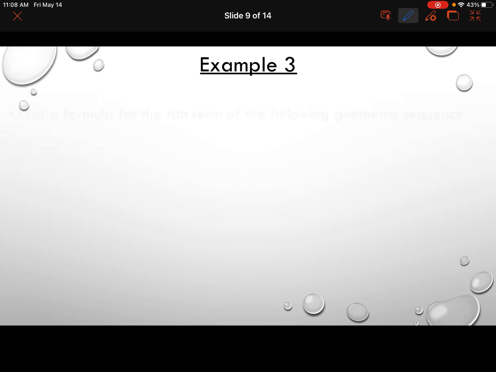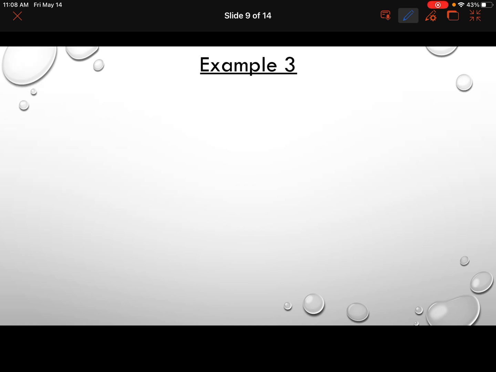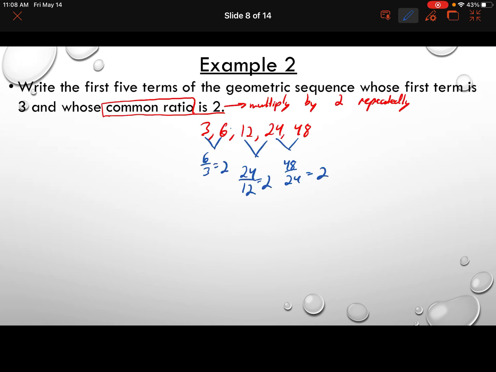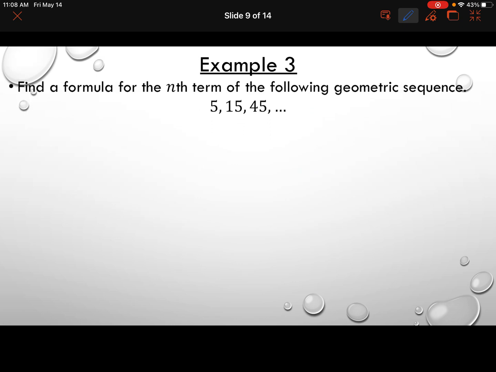All right, let's look at one more example here. Example 3, find a formula for the nth term of the following geometric sequence. This time they just give us the sequence of numbers. Oh wait, were we supposed to find a... whose first term? Oh no, okay, for a second there. So 5, 15, 45. Once again, the explicit formula, I should have specified here, find an explicit formula, is going to be a sub n is equal to a sub 0 times r to the n power.